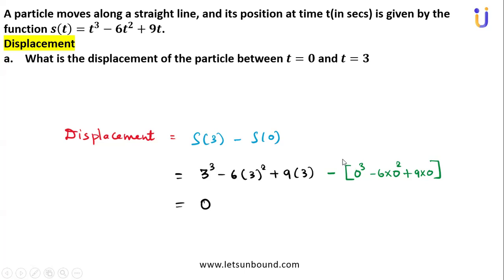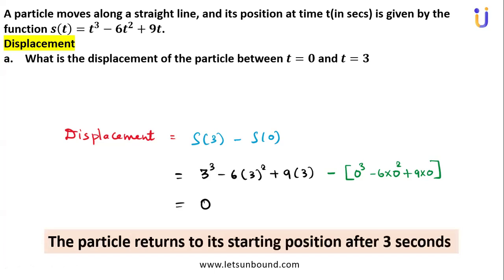So what we need is to interpret this. The displacement is 0. What does it mean? The particle returned to its starting point after 3 seconds, right? When you do it for 4, it might show something else. If you got a negative 4, it's 4 meters left of the starting point, right?